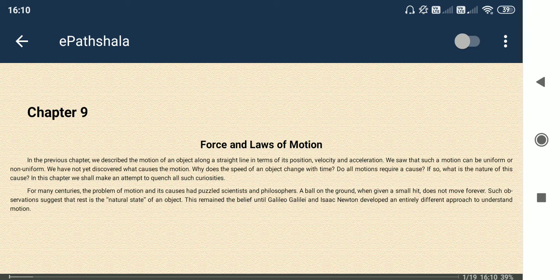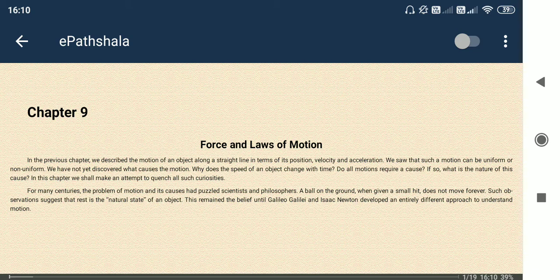Today's topic is force and laws of motion. So force, what is this? Force is what is applied to an object, a substance, an animal, or a material. When we apply the force, the body moves from a static condition to motion. So it gets motion when we apply it on a static body.